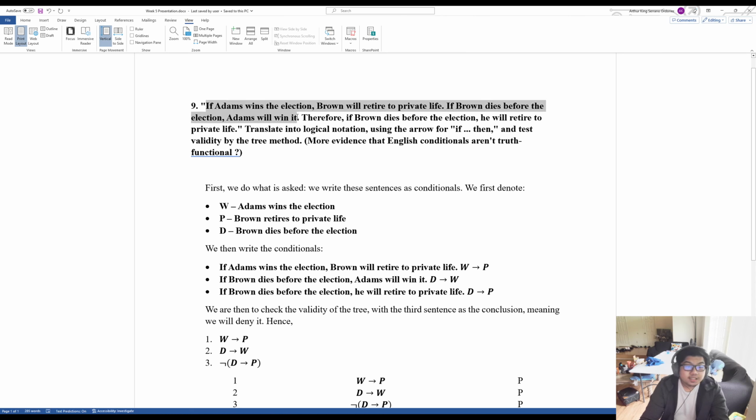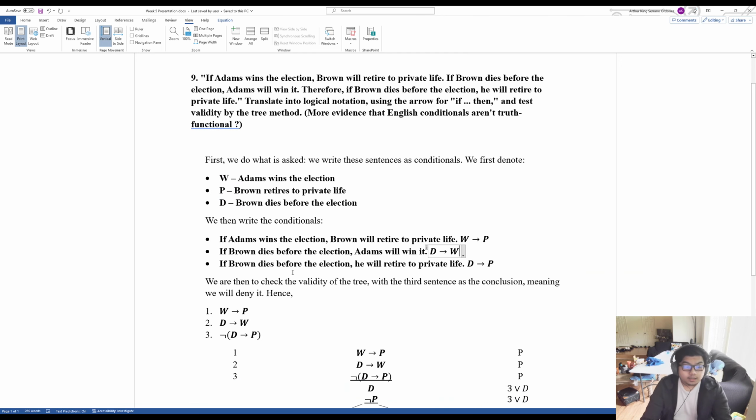For our first sentence, if Adams wins the election, Brown will retire to private life, we denote that as a conditional: if W, P. For the second one, if Brown dies before the election, Adams will win it, meaning if D, W. And then the conclusion: if Brown dies before the election, he will retire to private life.